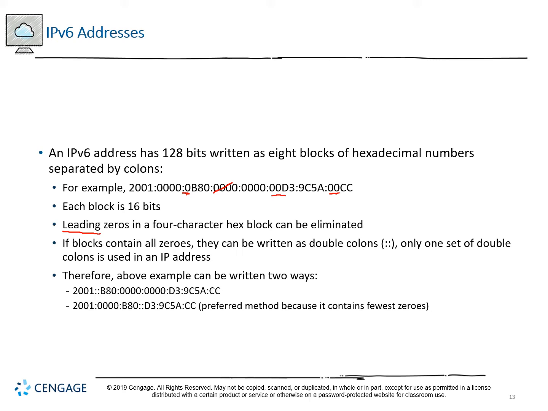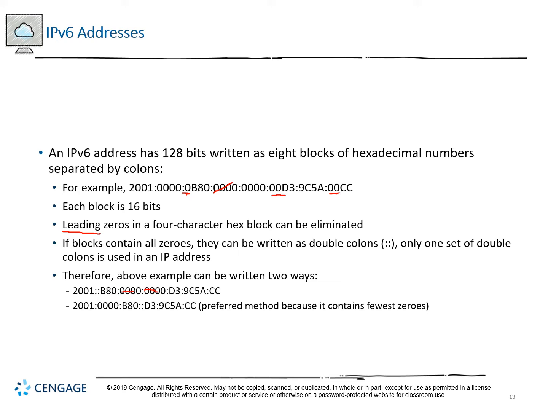So here we can see some of this compression rule put into place. We've got 2001 double colon B80, so they've put it in for just that second hextet there. And then they've got 4 zeros, colon 4 zeros, colon D3, colon 9C5A, colon CC. Pretty significant shortening. The only thing I would say that they should do differently is take out these 6 leading zeros here. Either of those is legal. That's perfectly legal. But if you're trying to write it in a more compressed form, that is a way to go about it.